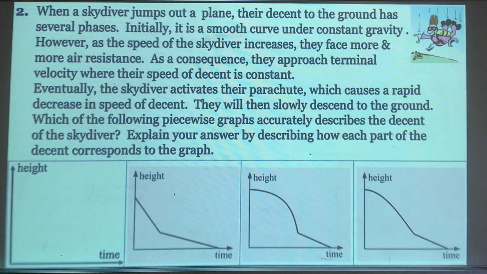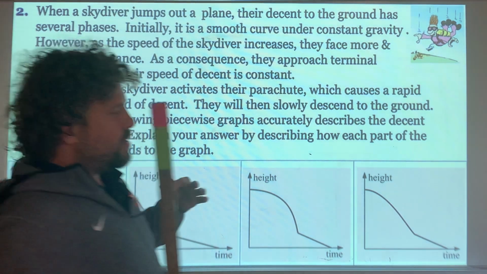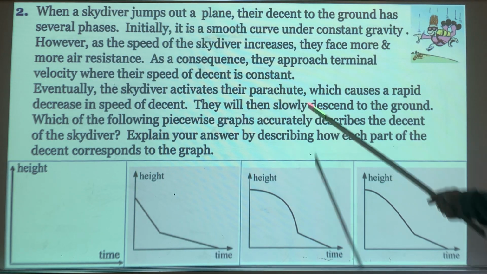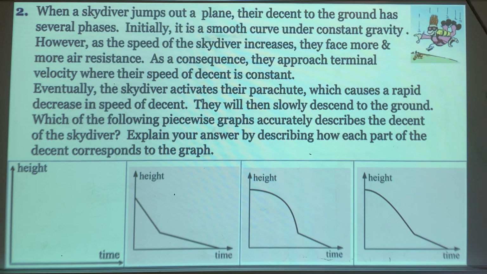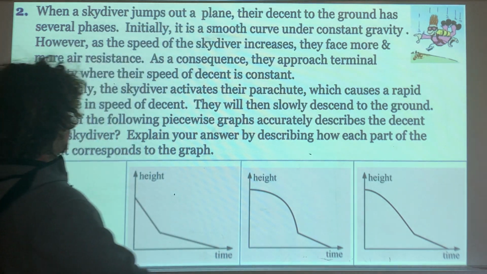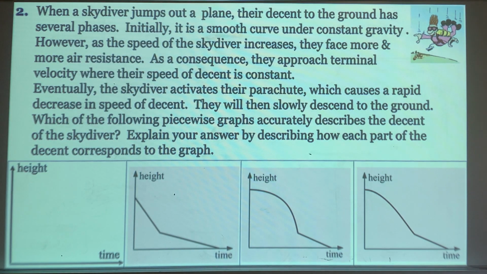When a skydiver jumps out of a plane, their descent to the ground has several phases. Initially, it's a smooth curve under constant gravity. However, as the speed increases, they face more and more air resistance. As a consequence, they approach something called terminal velocity. That means you can't go any faster. Eventually, the skydiver activates their parachute, and it causes a rapid decrease in speed. Thank God. They will then slowly descend to the ground. Which of the following piecewise graphs describes it?